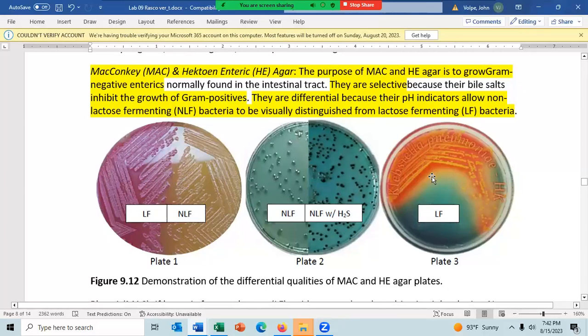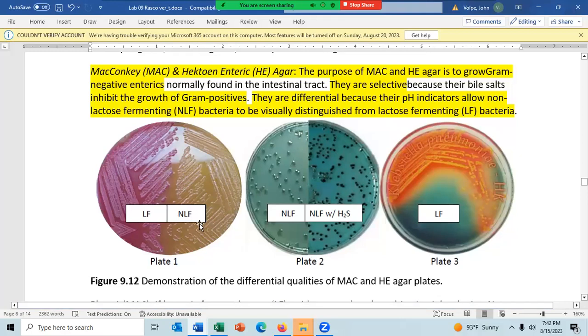For HE plates, if the bacteria can ferment the sugar lactose, it will be salmon color. If it does not ferment the sugar lactose, it will not be salmon color and it'll be normal color. In addition, on HE plates, you can assay for hydrogen sulfide production, and it'll be black if you have hydrogen sulfide being produced. Any questions about MAC and HE plates?